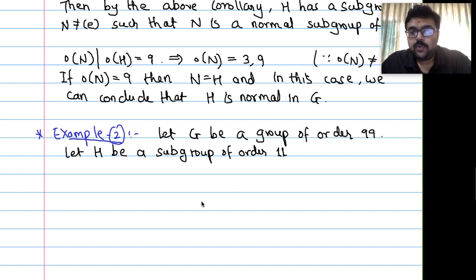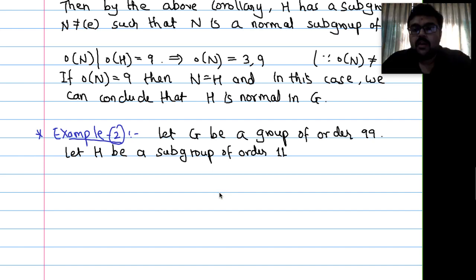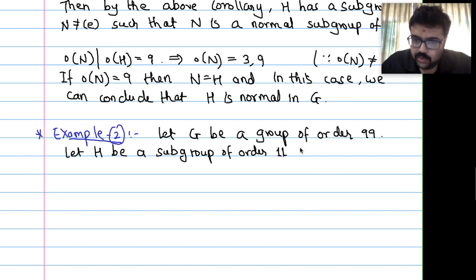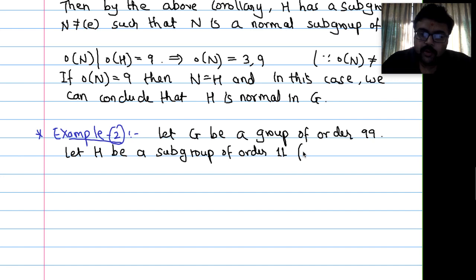So G is a group of order 99 and H is a subgroup of order 11. Again, what is the guarantee that it will have a subgroup of order 11? We'll see that, but we can even right now also tell, because we have seen Cauchy's theorem for abelian groups, but not for non-abelian groups. But it is true, as I said, Cauchy's theorem. But let us so far give an argument why it will have a subgroup of order 11.